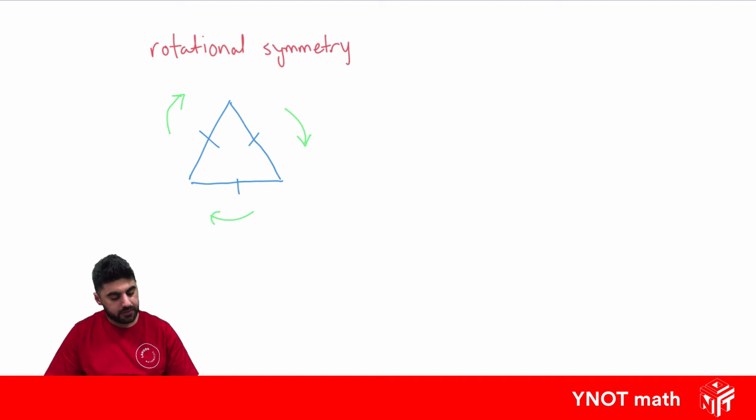So we have one for where it is right now. Then if we can rotate this corner down to here, we'll have another one. So we'll have two. Then if we rotate this corner over here, we'll have another one. So what we say is this shape has rotational symmetry of order 3.